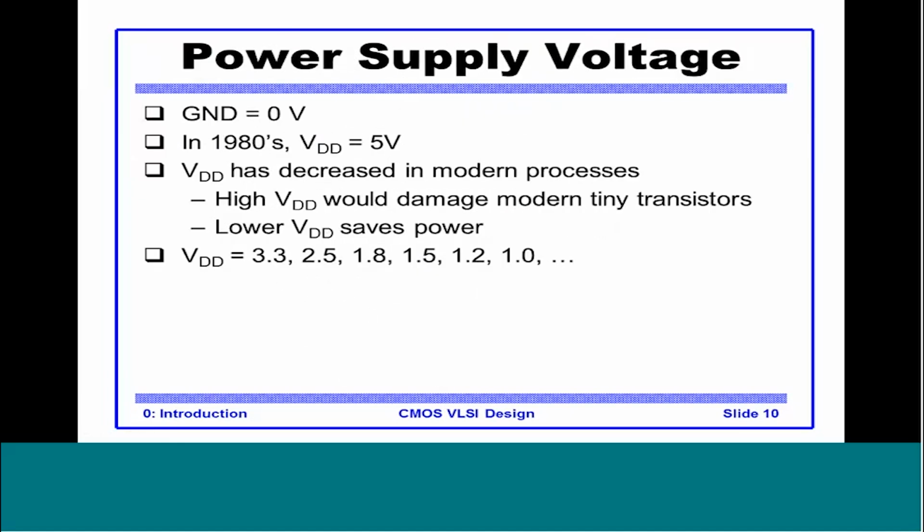Now let's come to VDD. What does VDD mean? In the 1980s, VDD used to mean 5 volts. But as the technology has decreased, the devices have shrunk in size, so a VDD as high as 5 volts will damage the tiny transistors. That is why, along with decreasing technology, the VDD is also decreasing. This also results in lower power.